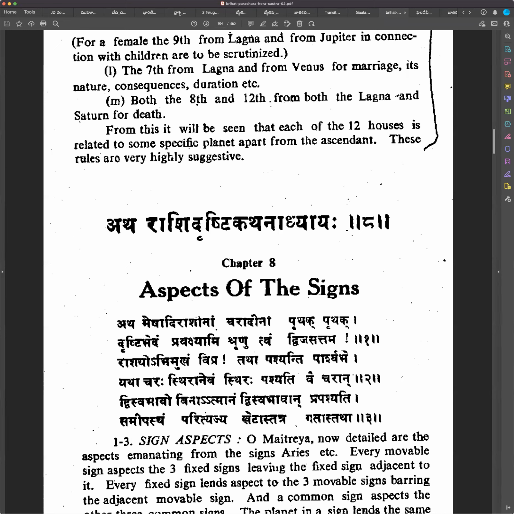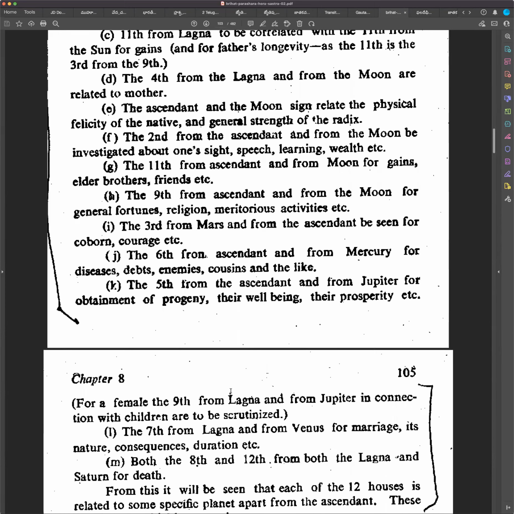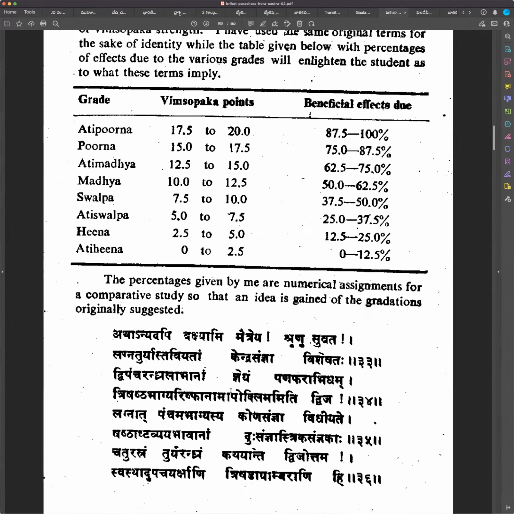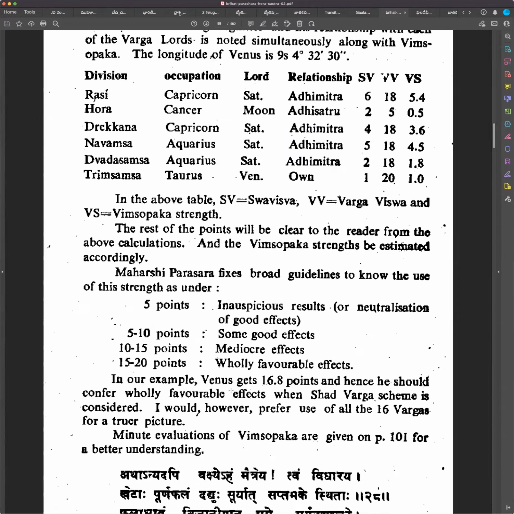Sir, can you go to page 98, sir, where the combustion chart is mentioned? Page 98.